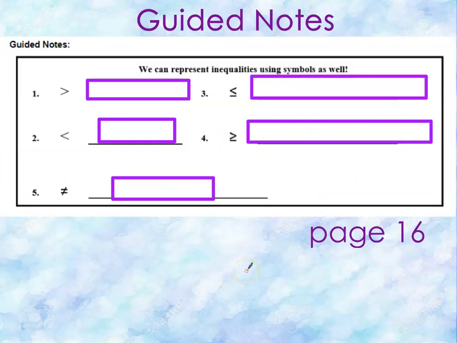Okay, next, if you have your math packet, these notes are on page 16. It's the green math packet. If you do not have your packet, you can just write these down in a notebook or on a piece of paper. So we can represent inequalities using symbols as well.